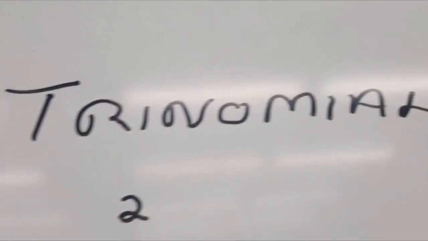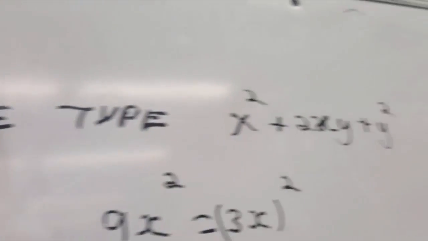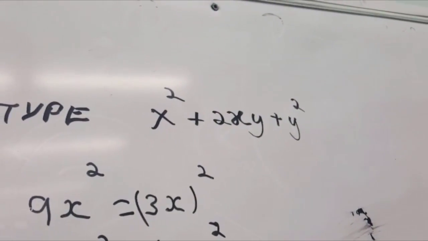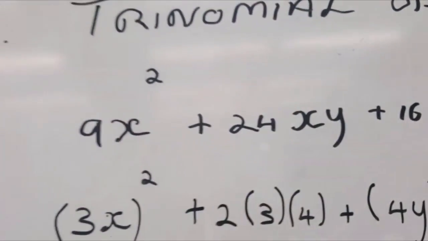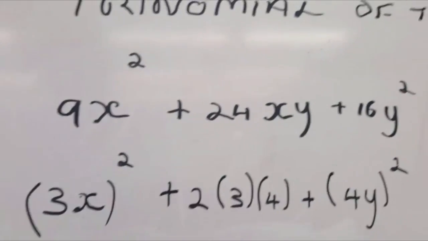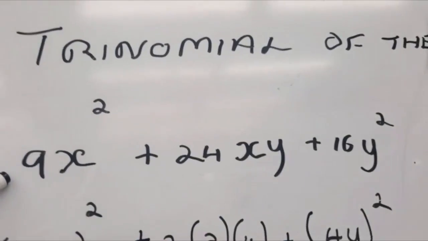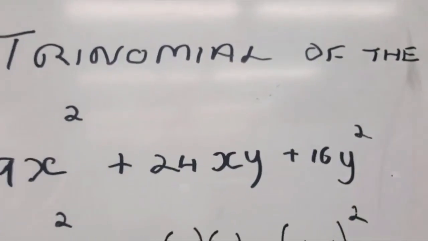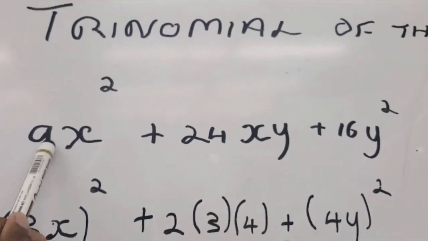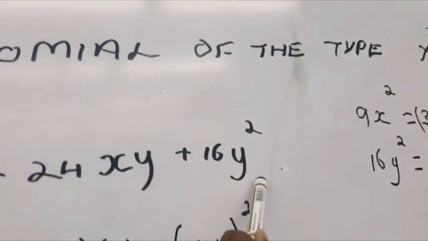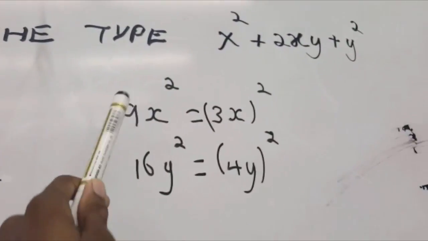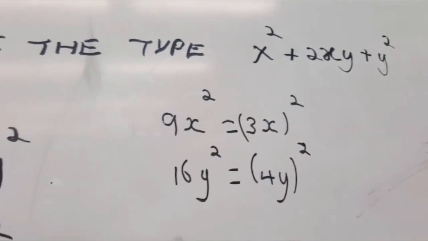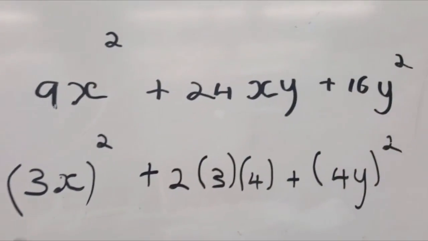So today we're going to talk about trinomials of the type x squared plus 2xy plus y squared. So we can see that this expression here is the same as this expression here. Firstly, you have to make sure your first and your last term are perfect squares. We can see that 9x squared and 16y squared are perfect squares because the square root of 9x squared equals 3x, and the square root of 16y squared equals 4y.